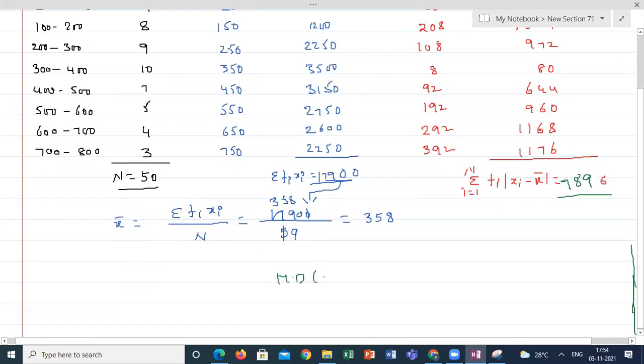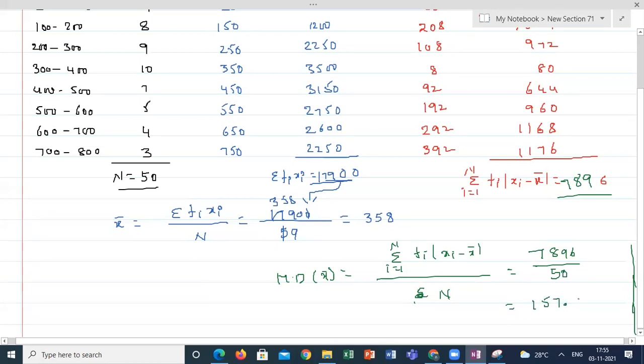The mean deviation about the mean will be equal to sigma i equals 1 to n fi into the absolute value of xi minus x bar, divided by sigma fi, the number of observations. This is 7896 divided by 50. So the mean deviation, how much are you getting? 157.92. You multiply by 2 and take 2 decimal points. You will get the answer easily instead of crossing and cancelling with 5.